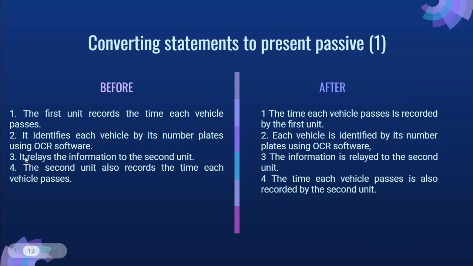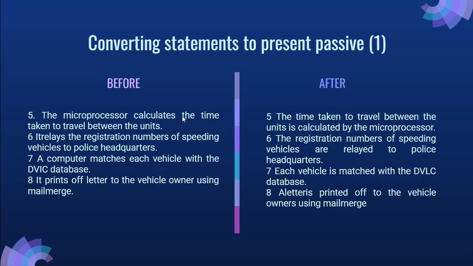3. Before: it relays the information to the second unit. After: the information is relayed to the second unit. And the next one, before: the second unit also records the time each vehicle passes. After: the time each vehicle passes is also recorded by the second unit. Number 5, before: the microprocessor calculates the time taken to travel between the units. After: the time taken to travel between the units is calculated by the microprocessor.